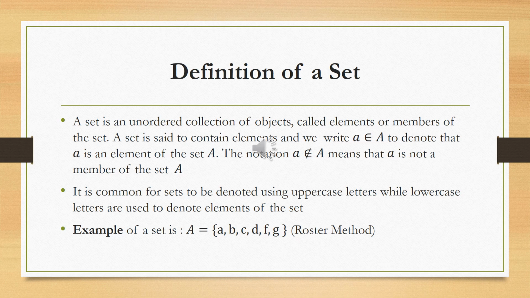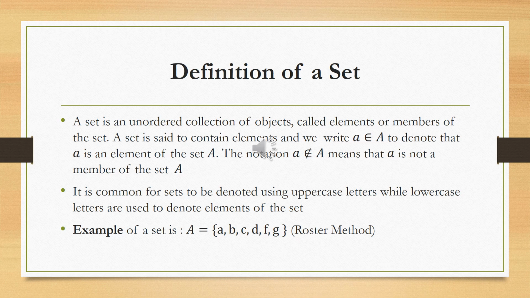A set is said to contain elements, and we write a ∈ A to denote that a is an element of the set A. The notation ∉, which looks like an ∈ with a slanted line, means that a is not a member of the set A. It is common for sets to be denoted using uppercase letters, while lowercase letters are used to denote elements of the set.